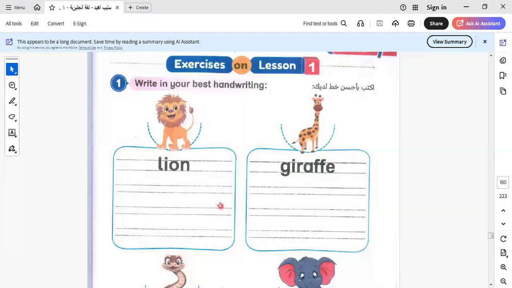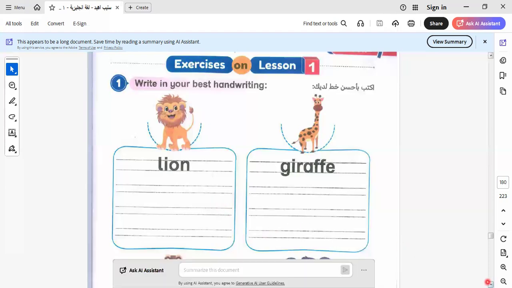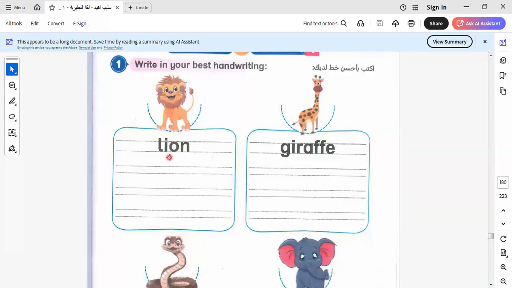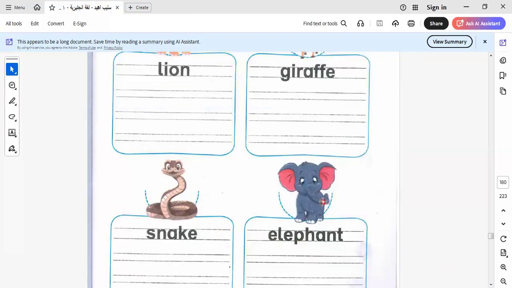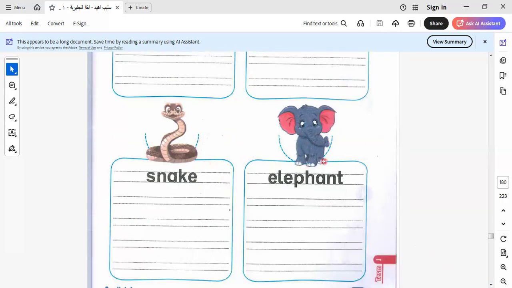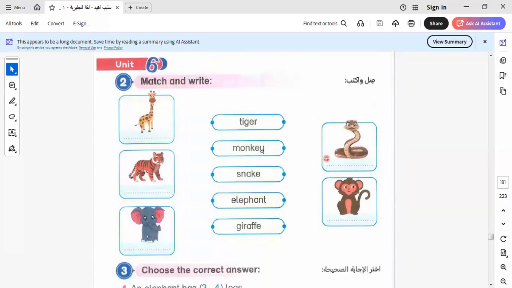Let's learn some vocabulary here. Let's learn it together. We have lion, giraffe, snake, elephant. I would like you to have a pencil and paper and write these words, because it's important to know them. Let's do this exercise together.